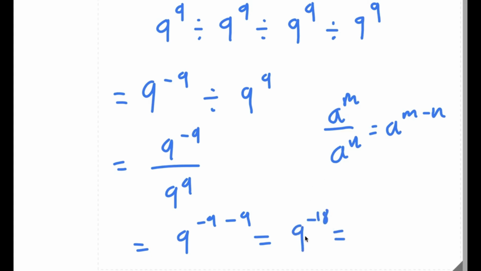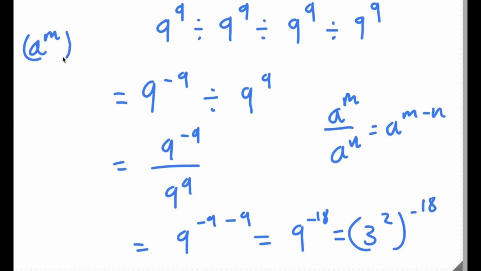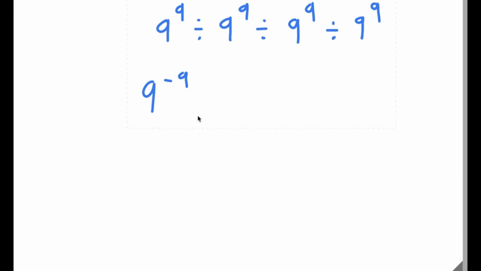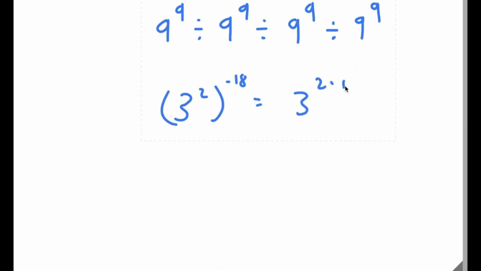which is equal to, well, 9 is the same thing as 3 squared. So I have 3 squared to the power of negative 18. Now, if I have something in the form a to the power of m to the power of n, this is equal to a to the power of m times n. So 3 to the power of 2 to the power of negative 18 is going to equal 3 to the power of 2 times negative 18.